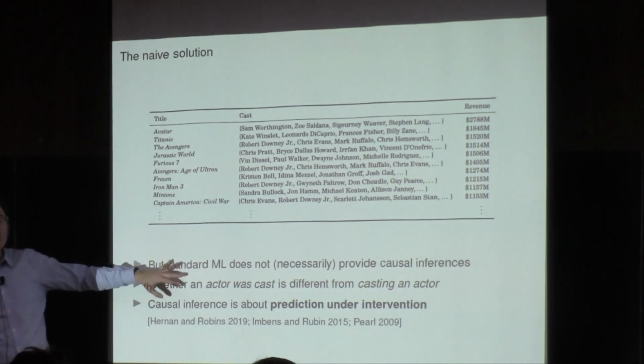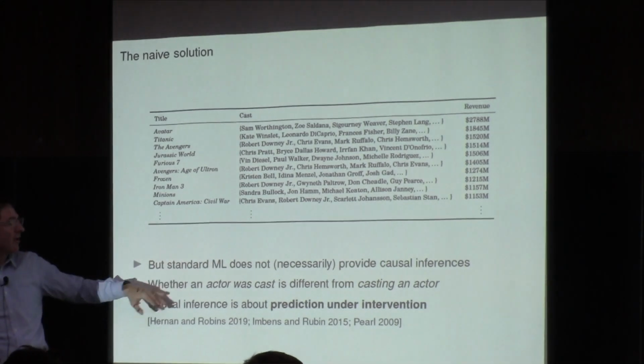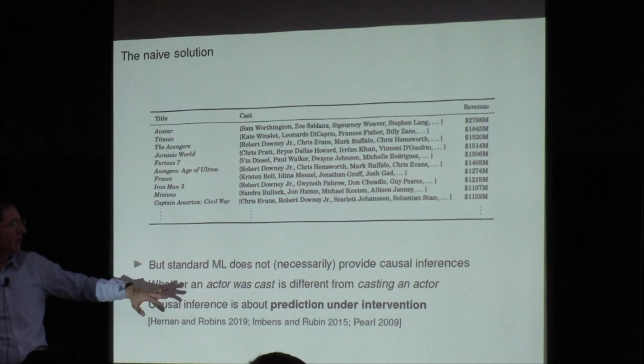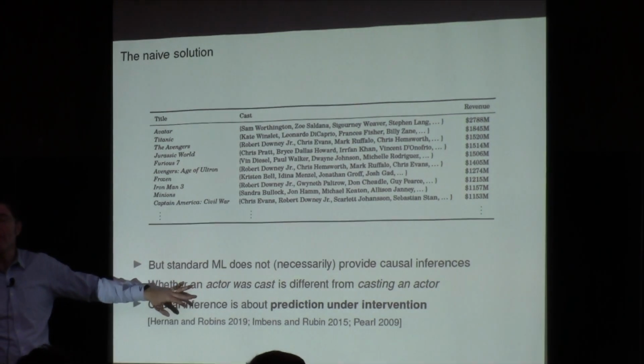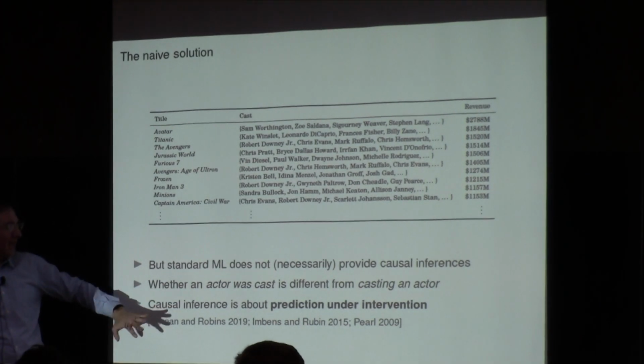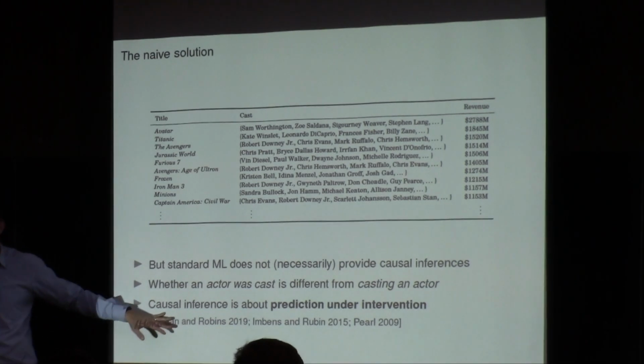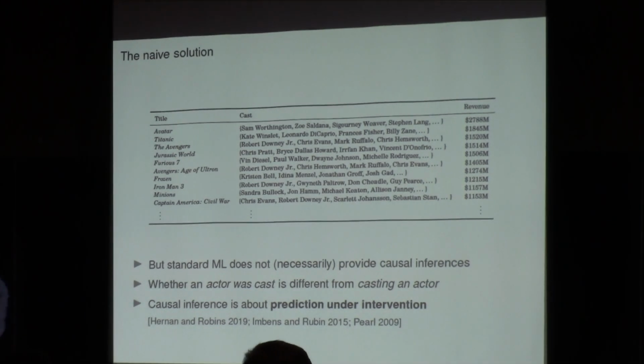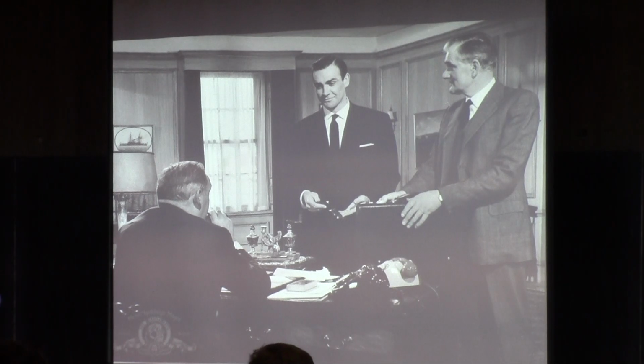This standard machine learning setup doesn't necessarily provide causal inferences. Casting an actor is different from an actor being cast. And again, causal inference is about a prediction under intervention. So here's the problem with this setup.